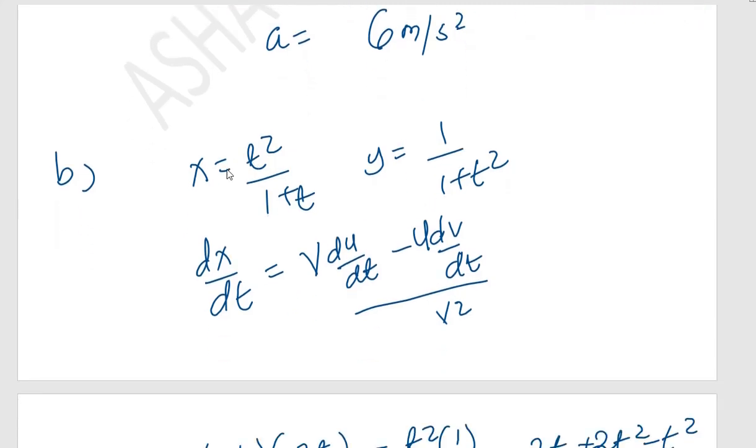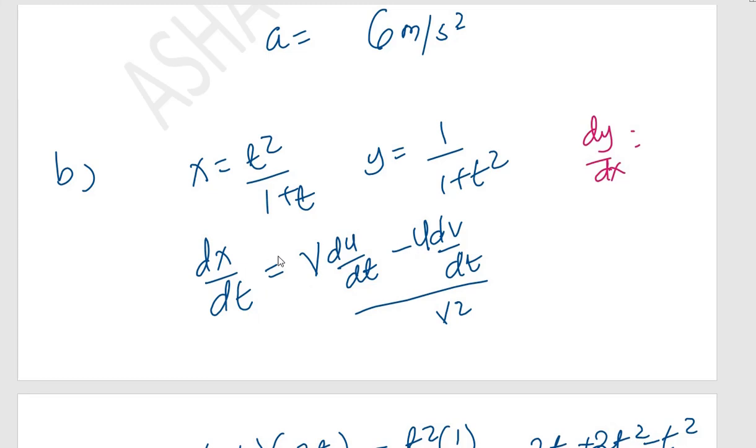Part B says x is equal to t squared divided by 1 plus t, and y is equal to 1 over 1 plus t squared. So they want dy by dx. When we look at it, x is a function of t and y is a function of t. So we have to first look for dx/dt, how x is varying with t.